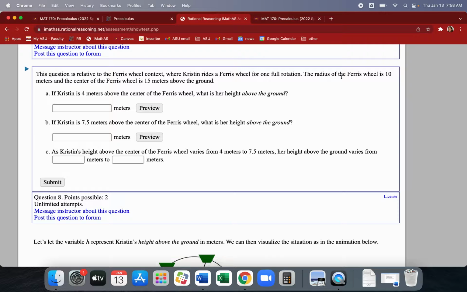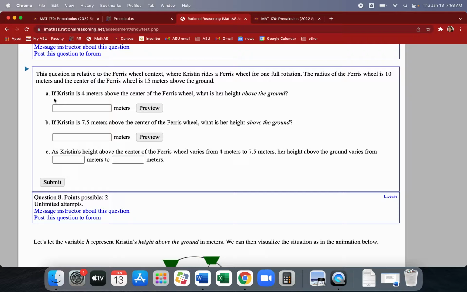So the radius of the Ferris wheel is 10 meters and the center is 15 meters above the ground still. So if she's 4 meters above the center of the Ferris wheel, what's her height above the ground? 19. Yeah, 19, because we've got 5 to the bottom of the Ferris wheel, then 10 to the center of the Ferris wheel, and then 4 more, right?